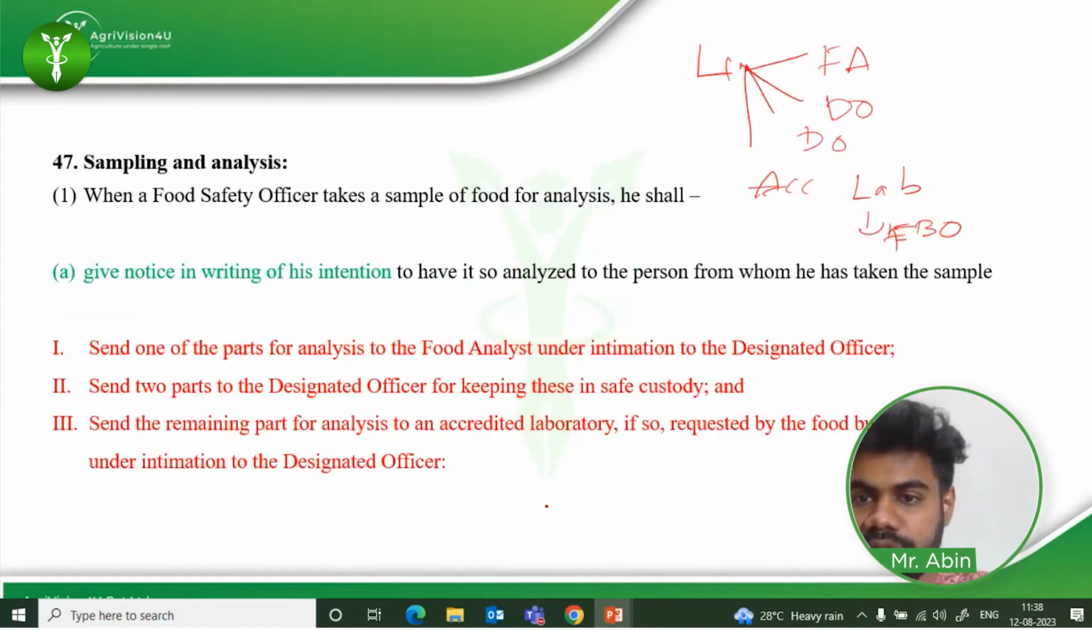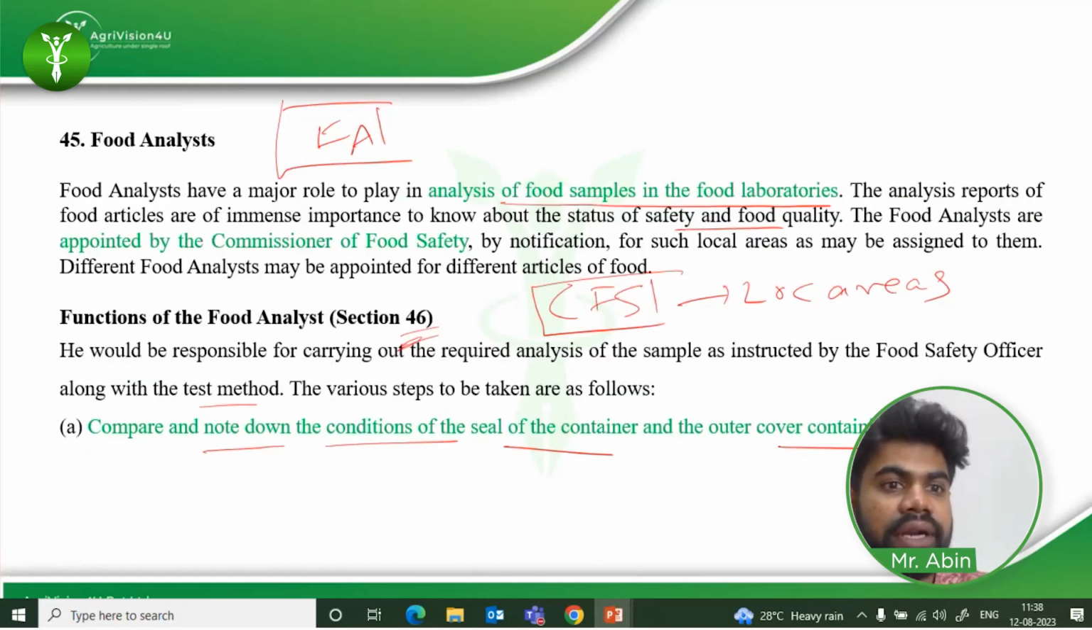So I hope you got the process, how the sampling works, and under whom the process is happening, and what is the required timing for all these things.